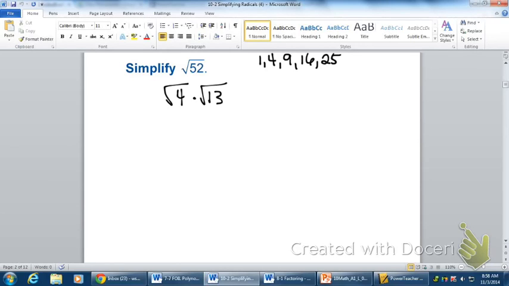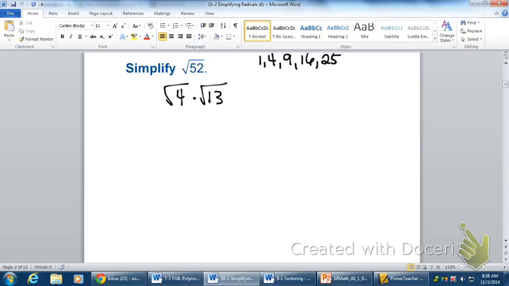If you type in the square root of 52 in the calculator, you're going to get a long decimal. It's not going to work out. So that's why you need to simplify it by determining which perfect square can go into 52 and how many times it can go in. So we figured out 4 can go into it 13 times. 4 times 13 gives you 52.